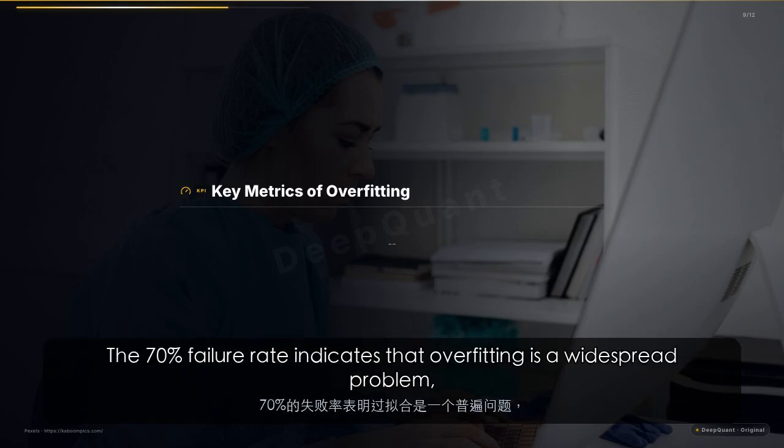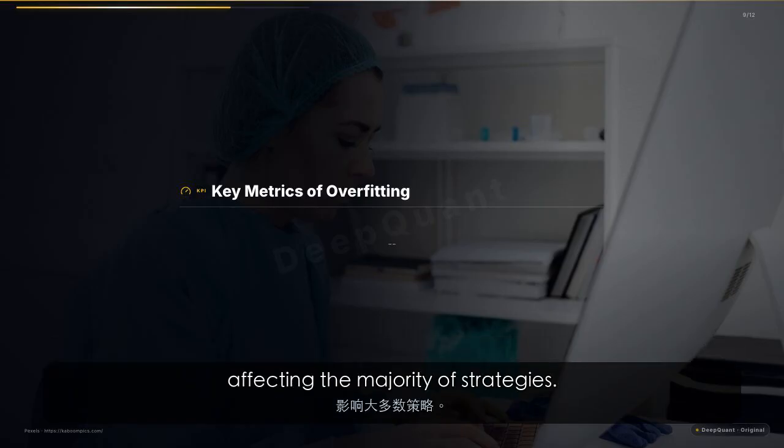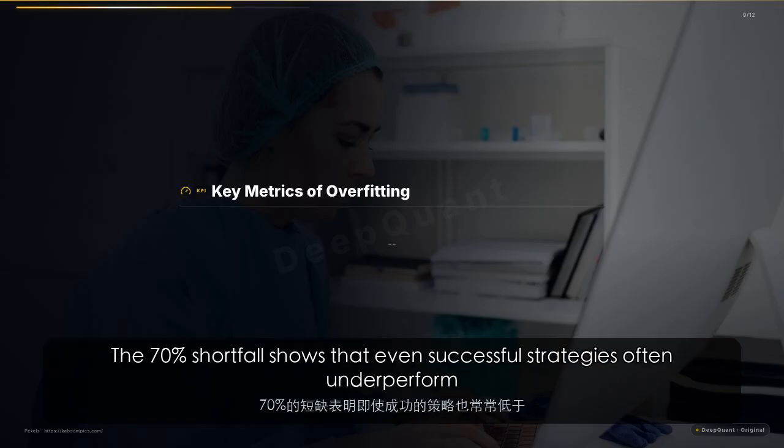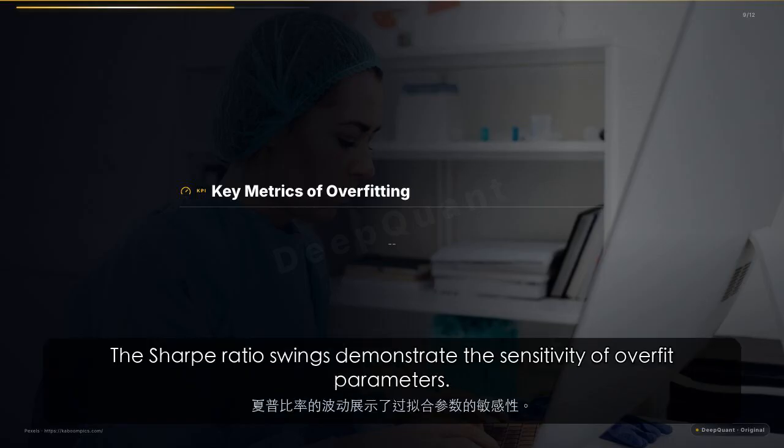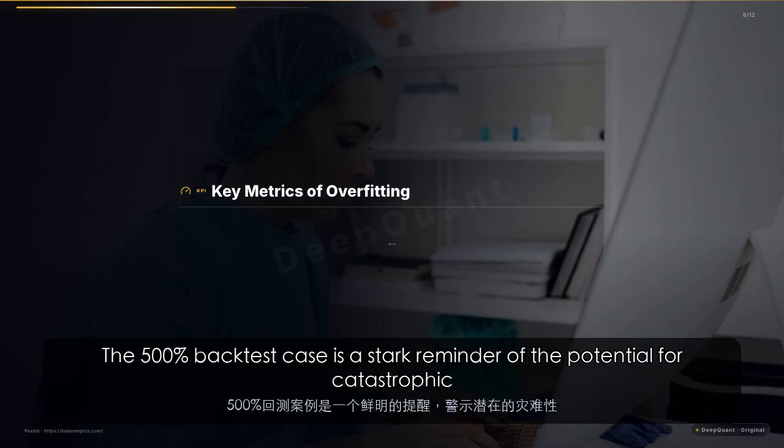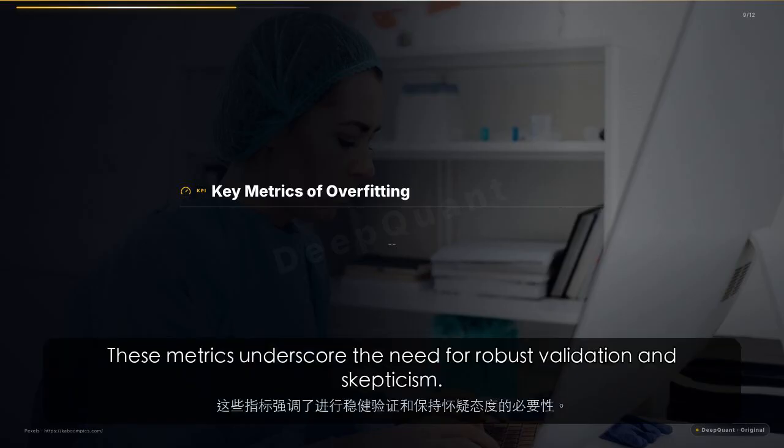The 70% failure rate indicates that overfitting is a widespread problem, affecting the majority of strategies. The 70% shortfall shows that even successful strategies often underperform expectations. The Sharpe ratio swings demonstrate the sensitivity of overfit parameters. The 500% backtest case is a stark reminder of the potential for catastrophic losses. These metrics underscore the need for robust validation and skepticism.